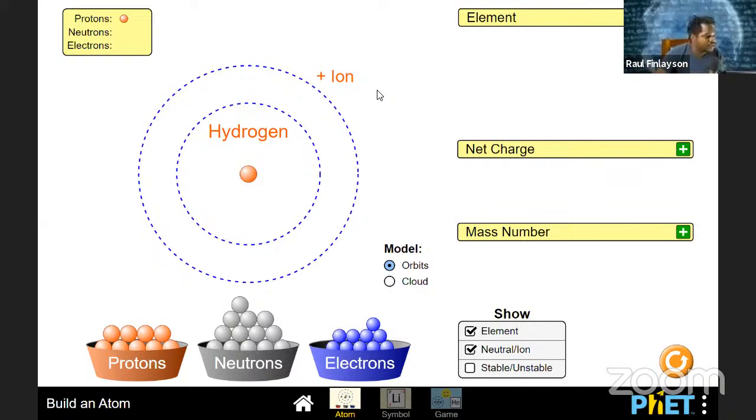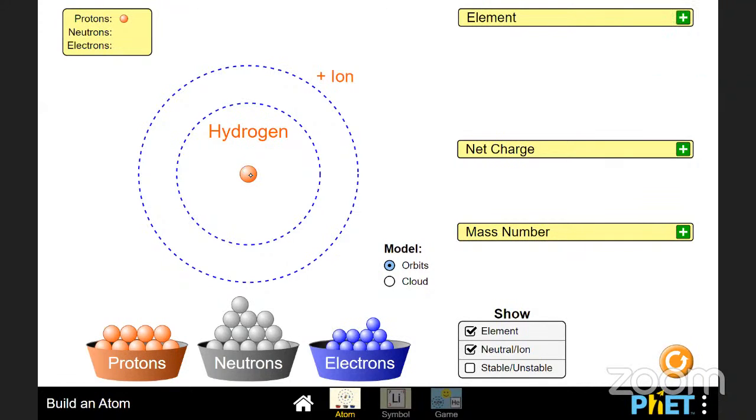All right. So let me show you something now. This hydrogen is an ion because it has no electrons. But how can we change this into an atom? The rule for the atom says that the number of protons should be equal to what? The number of what?